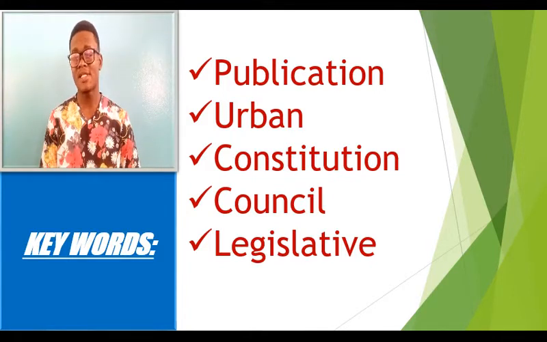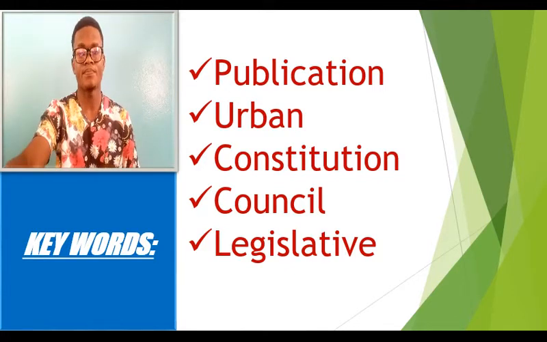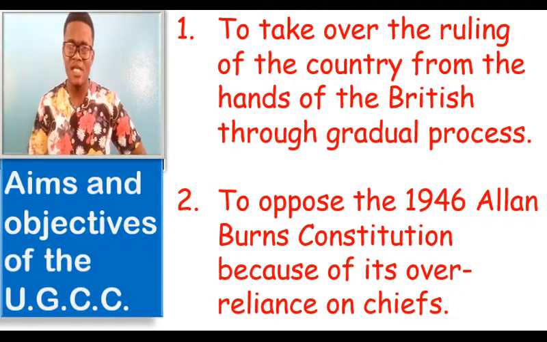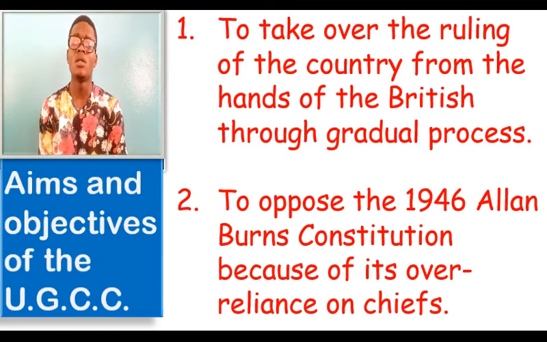Now let's quickly move on to our first objective, that is the aims and the objectives of the U.G.C.C., the United Gold Coast Convention. Let's look at the aims and objectives of the United Gold Coast Convention. The first aim or objective that we can talk about is to take over the ruling of the country from the hands of the British through a gradual process.